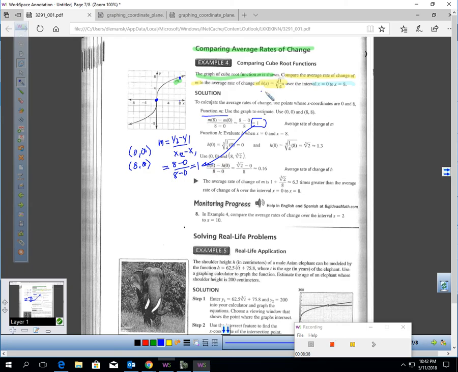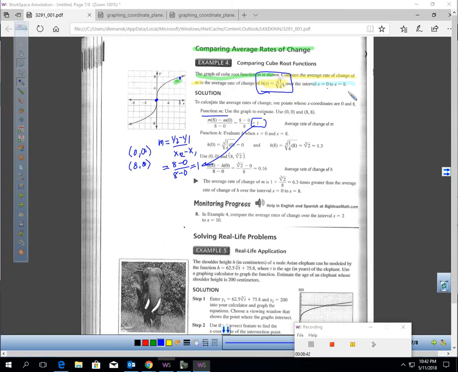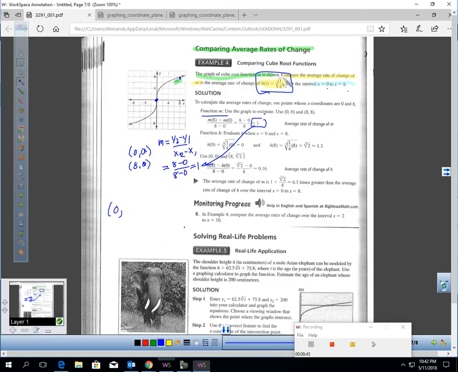Now let's go to this function, h of x. I'm going to have to plug in 0 for x and 8 for x and figure out what I get. So let's plug in 0 for x. 1/4 times 0 is nothing, and the cube root of nothing is nothing. And then I'm going to plug an 8 in here.